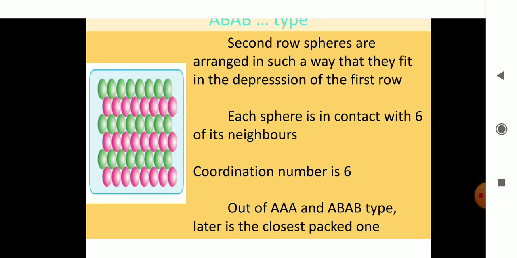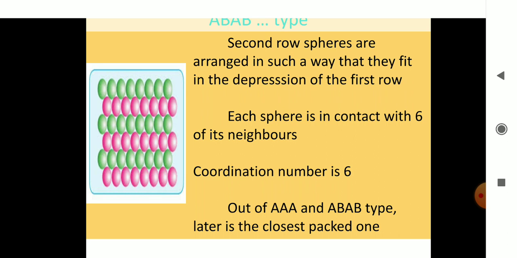So what is ABAB type arrangement? Here the second row spheres are arranged in such a way that they fit exactly in the depression of the first row. The first row is denoted as A, whereas the second row will be denoted as B. Then the third row is similar to the first row, and so it is named A, and the fourth row is similar to the second row, and it is named B.